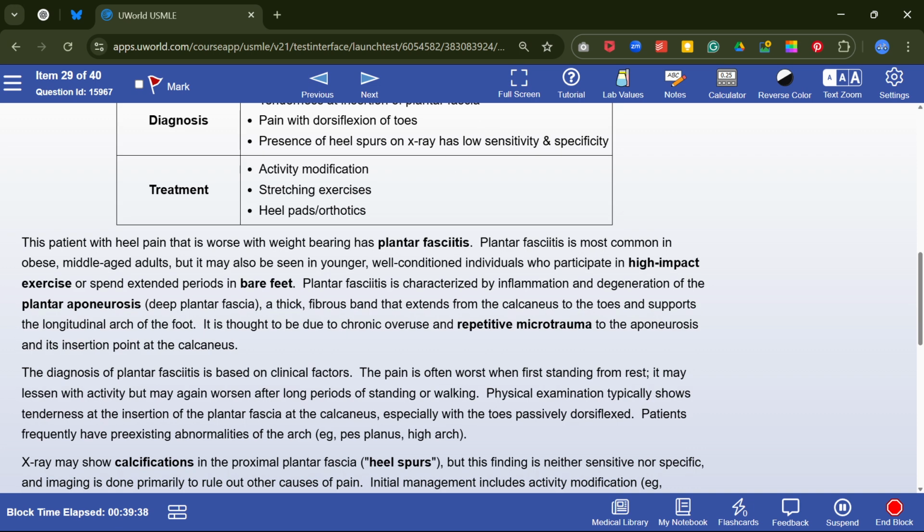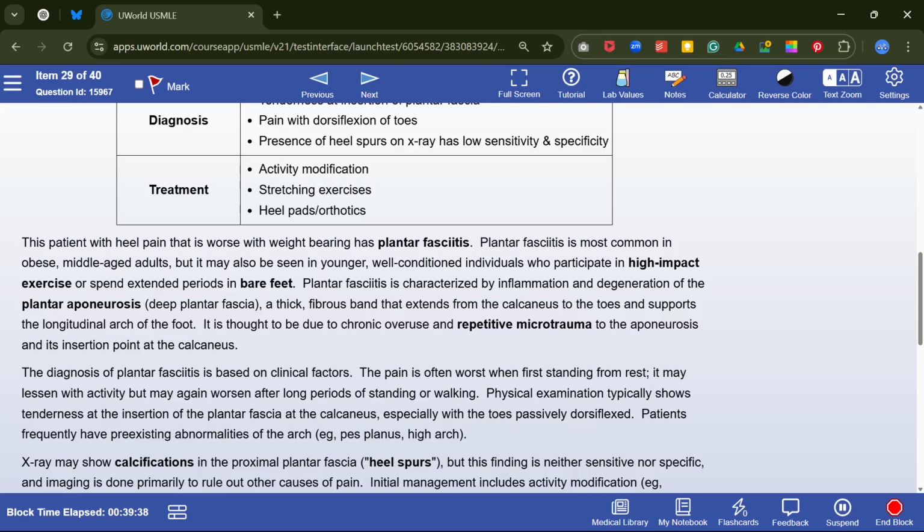The diagnosis of plantar fasciitis is based on clinical factors. The patient is often worse when first standing from rest. It may lessen with activity and may again worsen after a long period of standing or walking.